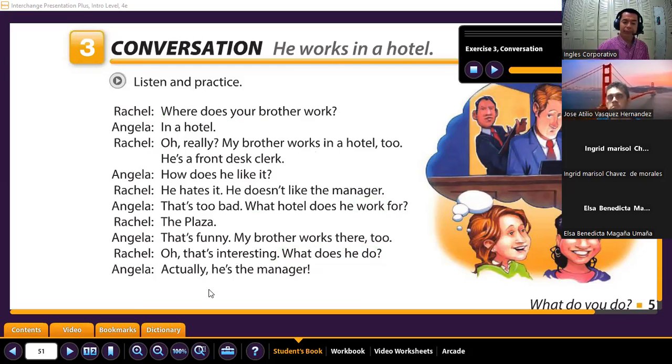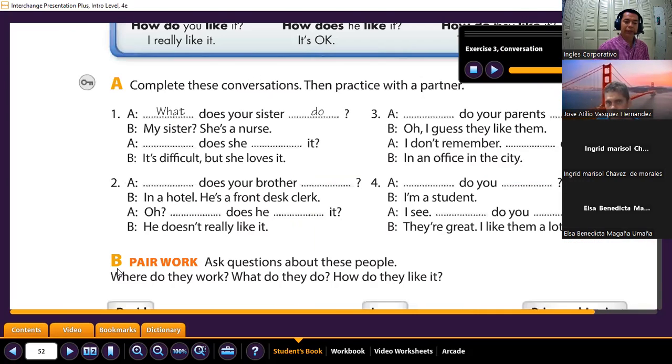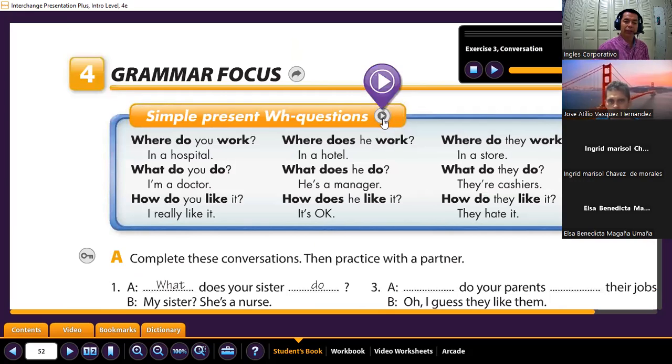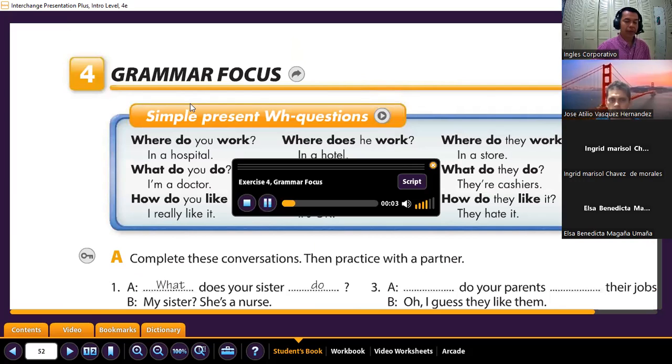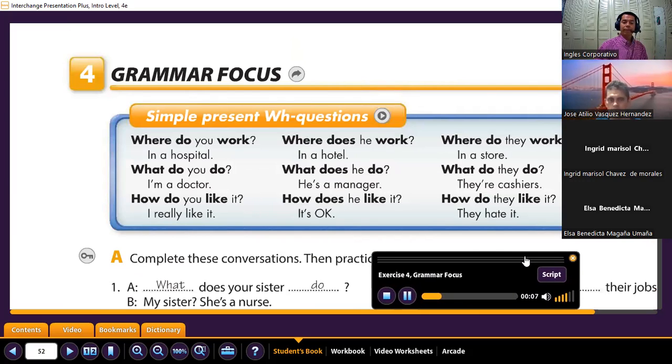Simple present WH questions. Listen. Page 52, exercise 4. Grammar focus. Simple present WH questions. Where do you work? In a hospital. What do you do? I'm a doctor. How do you like it? I really like it. Where does he work? In a hotel. What does he do? He's a manager. How does he like it? It's okay. Where do they work? In a store. What do they do? They're cashiers. How do they like it? They hate it.